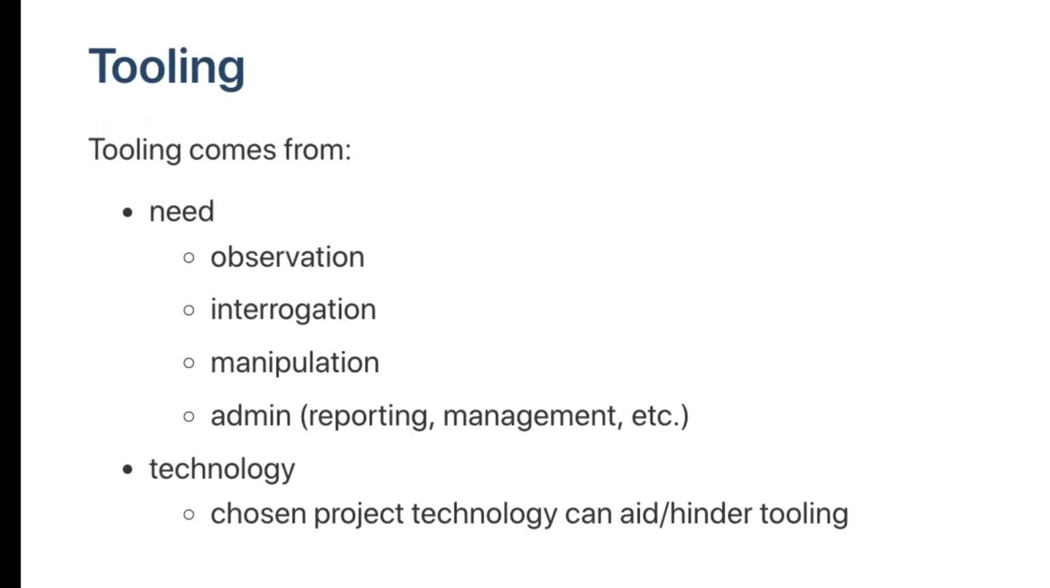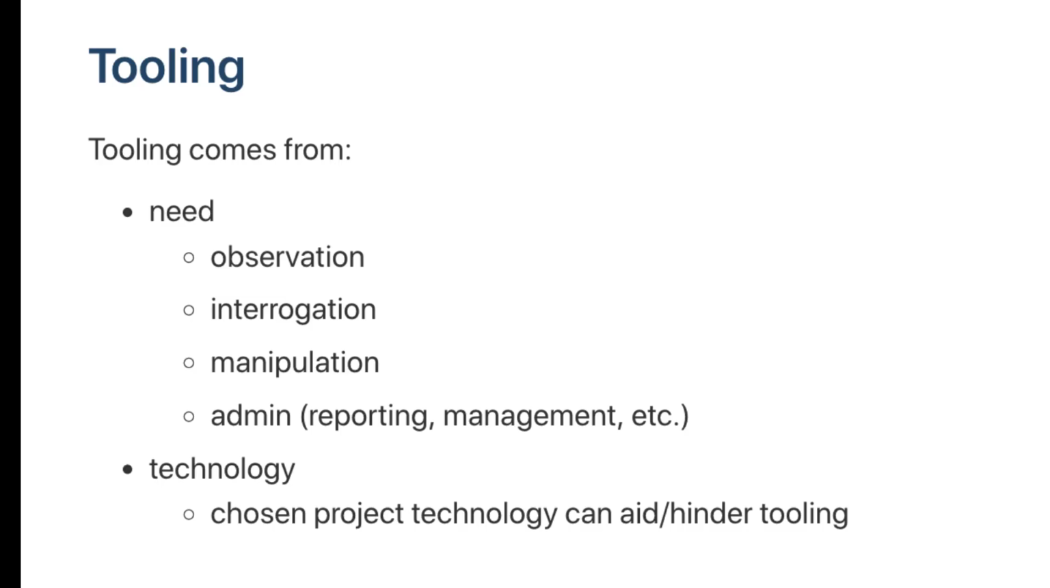So tooling comes from the needs of testing, right? Our need to observe, interrogate, manipulate, do the admin, modeling and evidence gathering processes. That also comes from the technology that we're choosing. And the technology can hinder the tooling. We might be using such advanced technology that the tooling isn't there. We might be using a brand spanking new JavaScript framework that has no debug tools, that has no way of actually working with it, which can impact the testing.